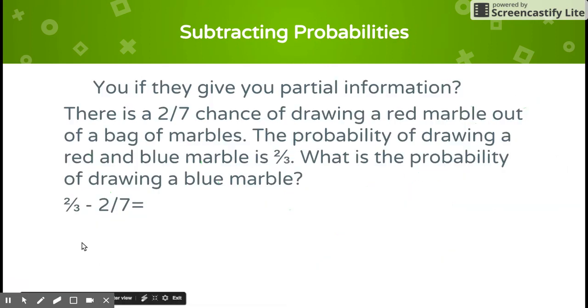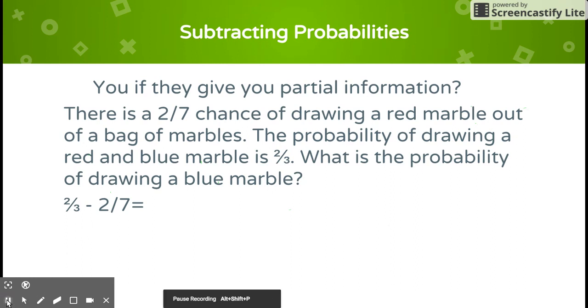All right, so now what if they give you partial information? In this case, it says there is a 2/7 chance of drawing a red marble out of a bag of marbles. The probability of drawing a red and blue marble is 2/3. What is the probability of drawing a blue marble? So in this case, all we are going to do is subtract. We're going to subtract the probability of red from the probability for both, because we are trying to figure out blue by itself. The steps are not the same as if you have that missing in the spinner. Here we're just going to subtract the one from the both.